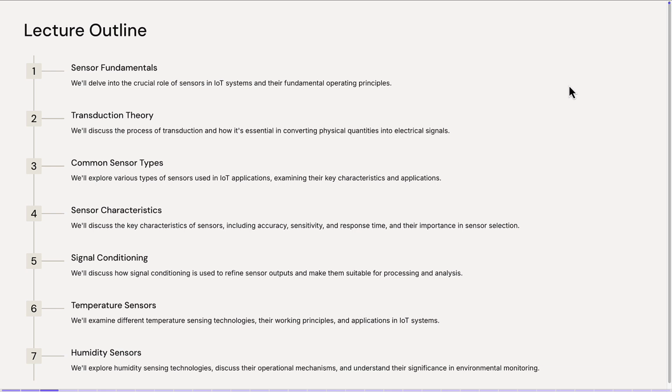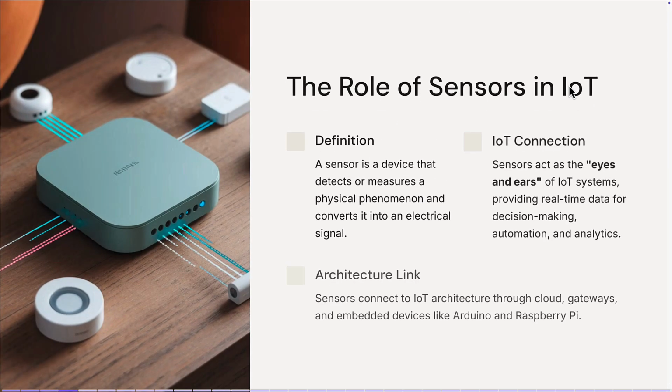So this is the lecture outline: the sensor fundamentals, transduction theory, common sensor types, the characteristics of a sensor, what is signal conditioning, and then we will have two applications: temperature sensors and humidity sensors.